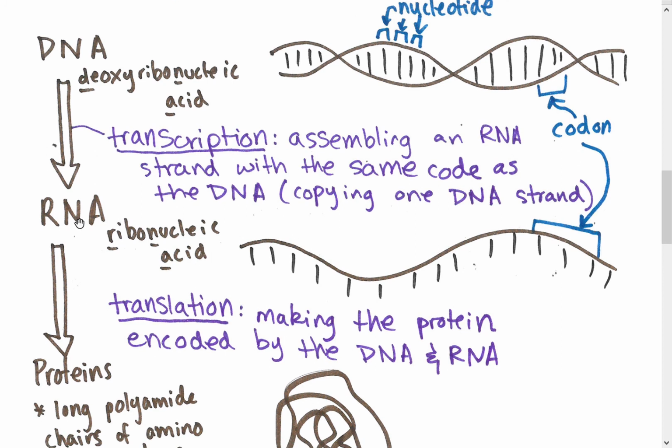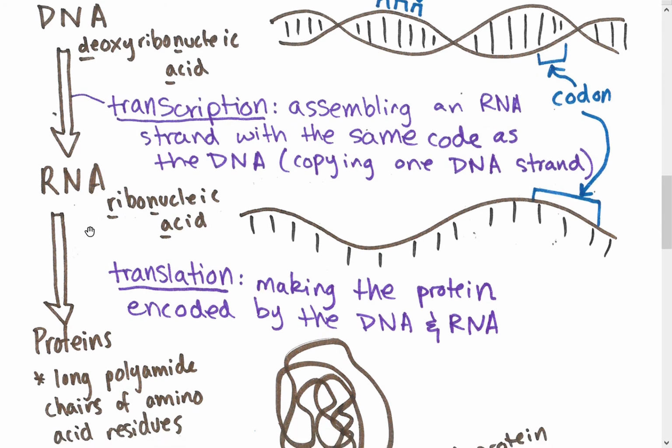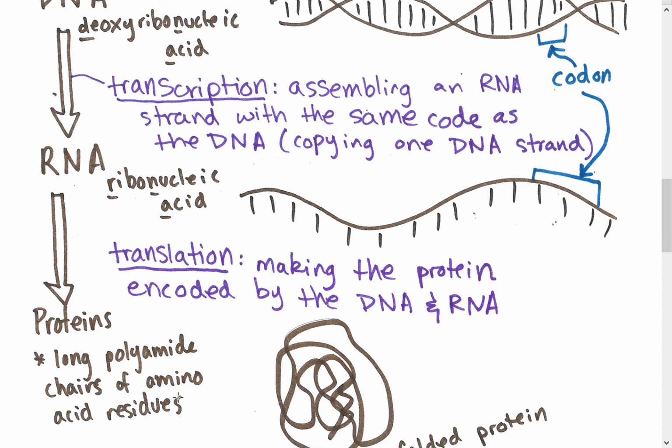So once you've got that temporary copy of the genetic code, the RNA, you can turn that into a protein. That process is called translation. So transcription basically means copying. If you are transcribing something, you're copying it. Translating is like you're turning it into a different language. The DNA and the RNA basically have the same language, but proteins are a whole different thing.